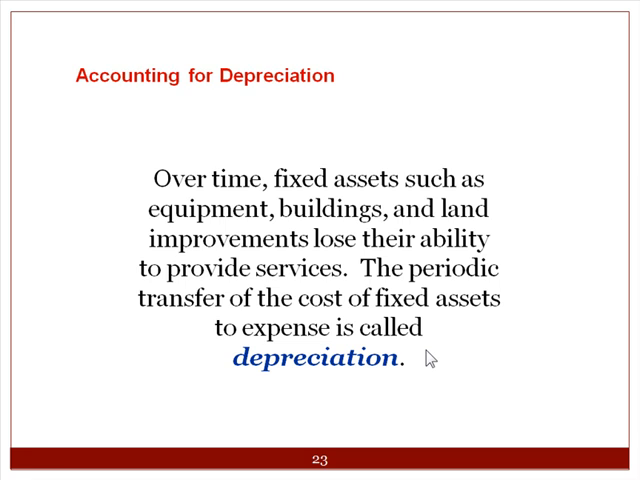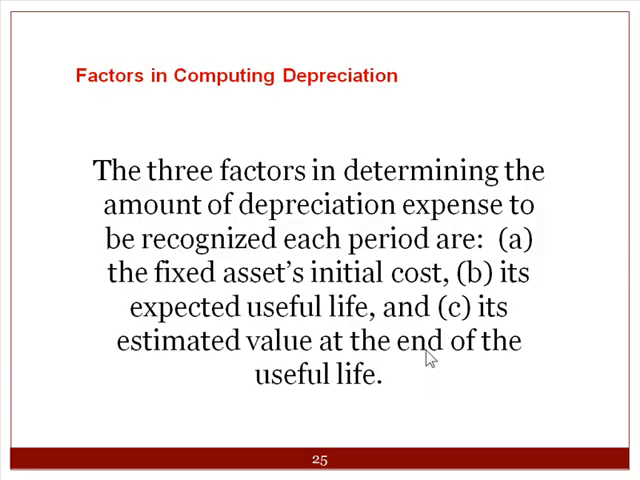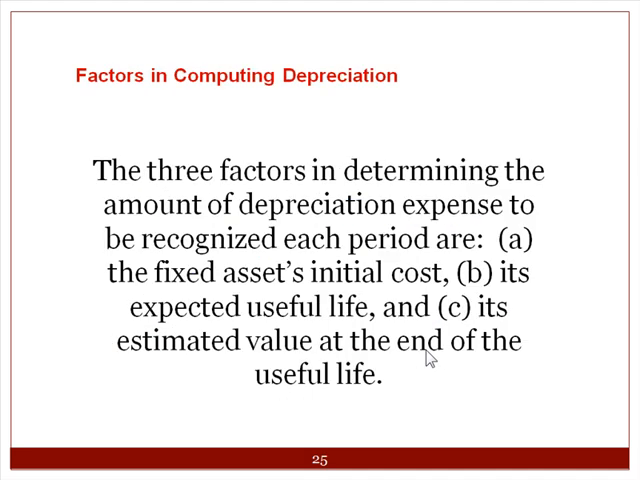Depreciation is basically over time, fixed assets such as equipment, buildings, and land improvements lose their ability to provide services. That periodic transfer or loss of life is called depreciation, and that is how you expense an asset over its life. Physical depreciation occurs from wear and tear while in use and from the action of the weather. Functional depreciation occurs when a fixed asset is no longer able to provide services at the level for which it was intended. The three factors that you need to determine depreciation are the fixed asset's initial cost, its expected useful life, and the estimated value at the end of the useful life.